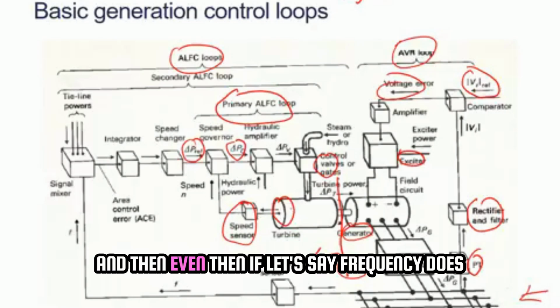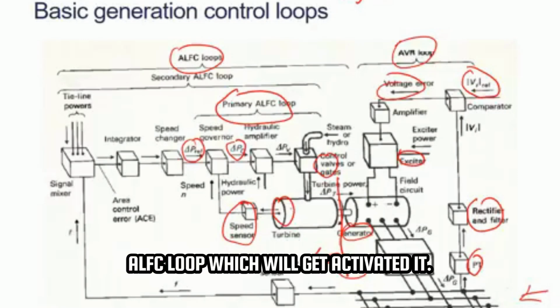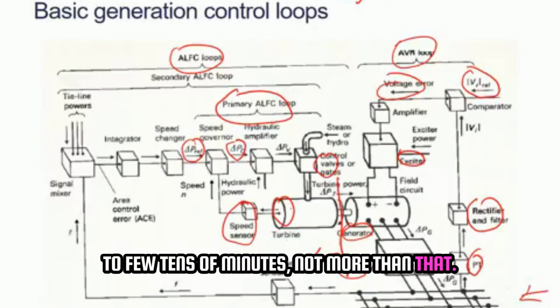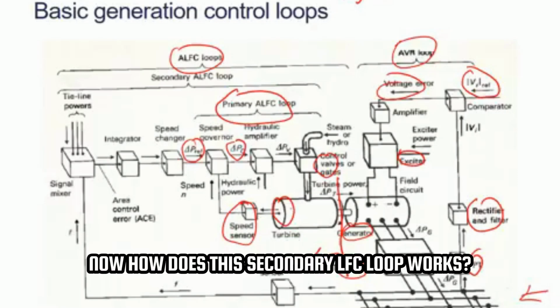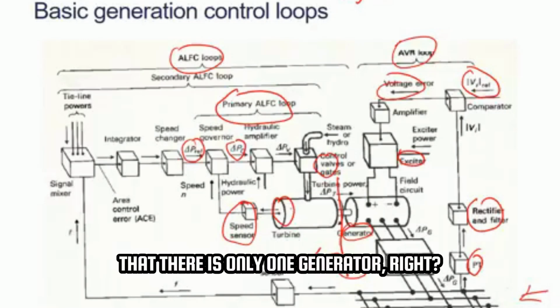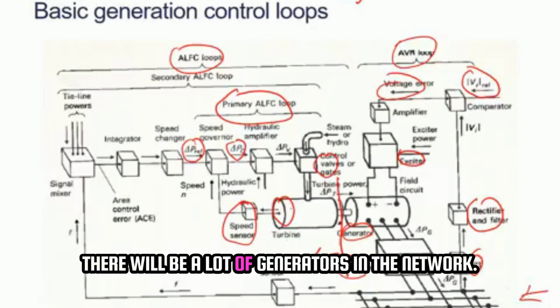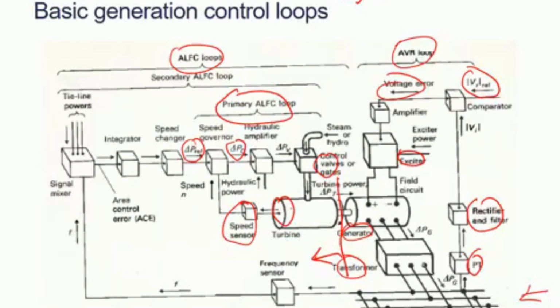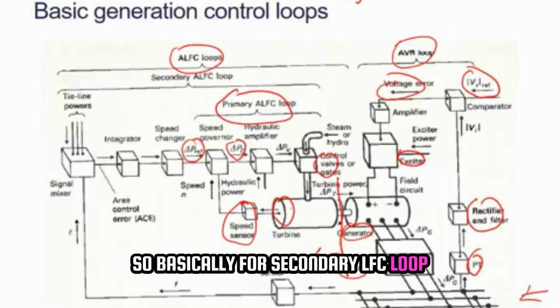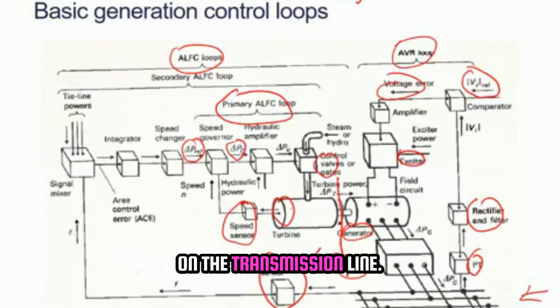And even then, if the frequency does not settle down, there will be a secondary ALFC loop which will get activated. This takes roughly a few minutes to a few tens of minutes, not more than that. Now, how does this secondary LFC loop work? Here we are only seeing one generator, but obviously in a practical system there will be a lot of generators in the network. For the secondary LFC loop, the input comes from the frequency sensor, the actual frequency flowing on the transmission line.